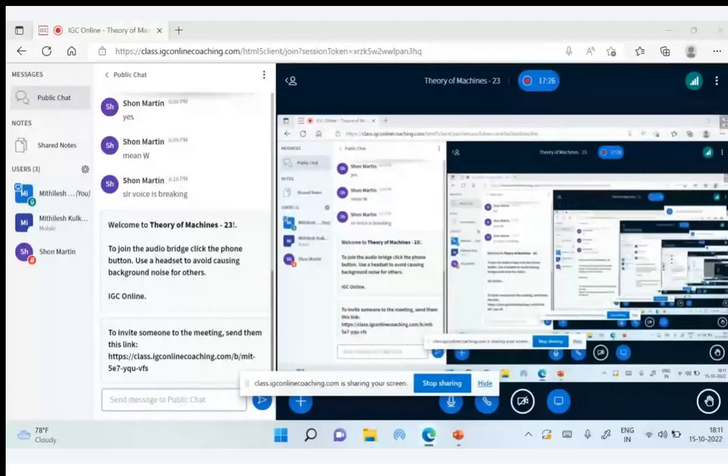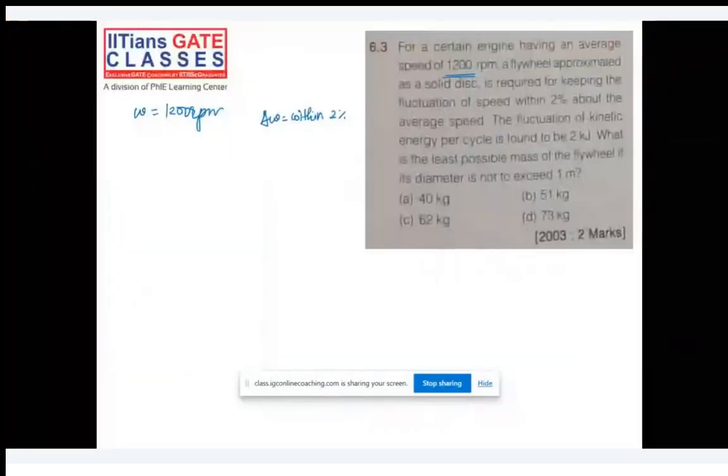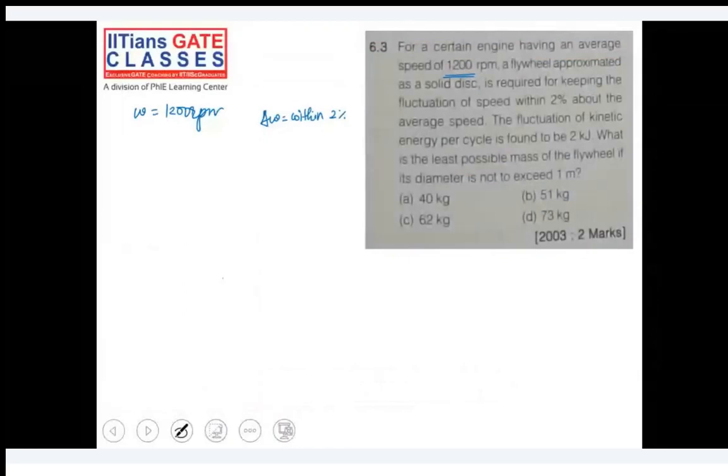How about now? Can you hear me properly? Yes. Okay, good. So the fluctuation in the kinetic energy per cycle is also given to you. That is delta E. What is the least possible mass of the flywheel if its diameter is not to exceed 1 meter? So the diameter maximum limit is 1 meter. What is the mass? That is what they are asking you.